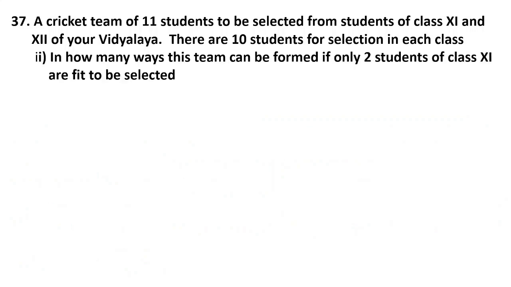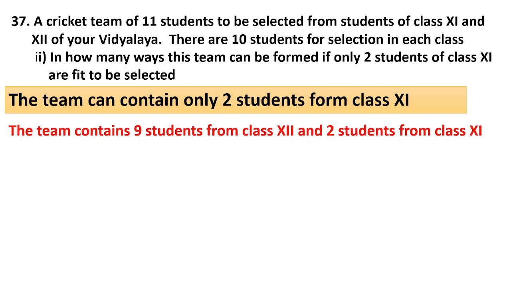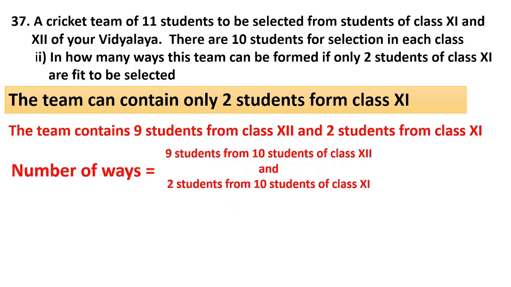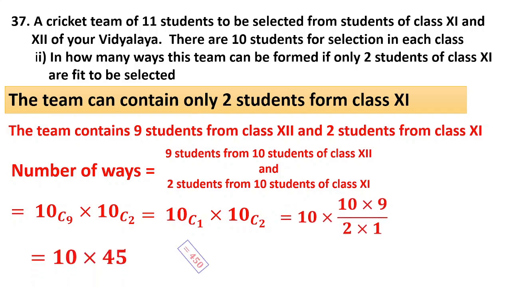Let us go to the second subdivision. In how many ways can this team be formed if only 2 students of 11 are fit? Therefore, 9 to be selected from 12th and 2 from 11th. Therefore, 9 from 10 students of 12th and 2 students from 10 students of 11th. It will become 10C9 into 10C2. Let us use the property that 10C9 is the same as 10C1. 10 into 45, therefore 450.